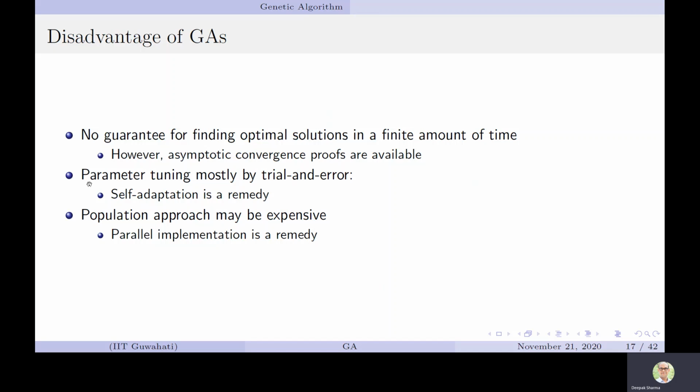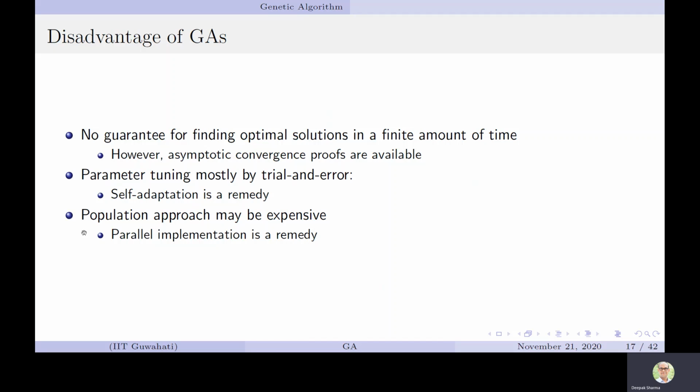Second is parameter tuning, mostly by trial and error. When we see the genetic algorithm, you will realize that there are different parameters we have to tune before we start GA. So that is another issue. But there are some remedies, like self-adaptation, that can be used with GA to overcome such a problem.